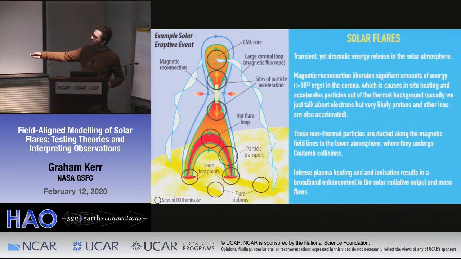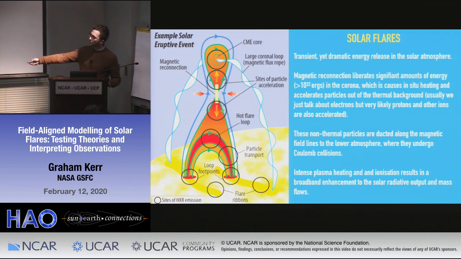So flares are transient energy release events, and we think they happen in the corona, releasing stored magnetic energy, vast amounts of this, up to 10^32 ergs in large flares. That's liberated through magnetic reconnection and transported down magnetic field lines to the denser transition region and chromosphere, where this energy is dissipated and heats the plasma, resulting in broadband enhancement to the radiative output from the sun from different types of sources.